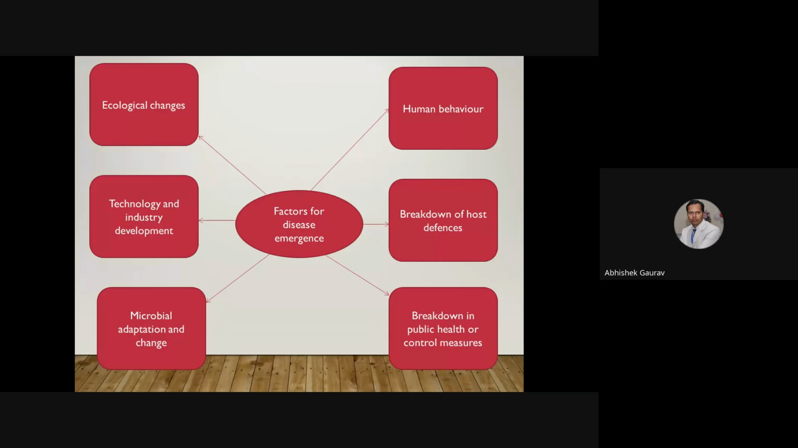Then breakdown in public health or control measures. Our public health measures are breaking down. The control measures are not in place. And some good examples are transboundary diseases. Transboundary means coming from different parts across international borders. Like we can see in the Northeast. The Northeast part of our country shares borders with 5 countries. So there are no solid borders; the borders are porous.